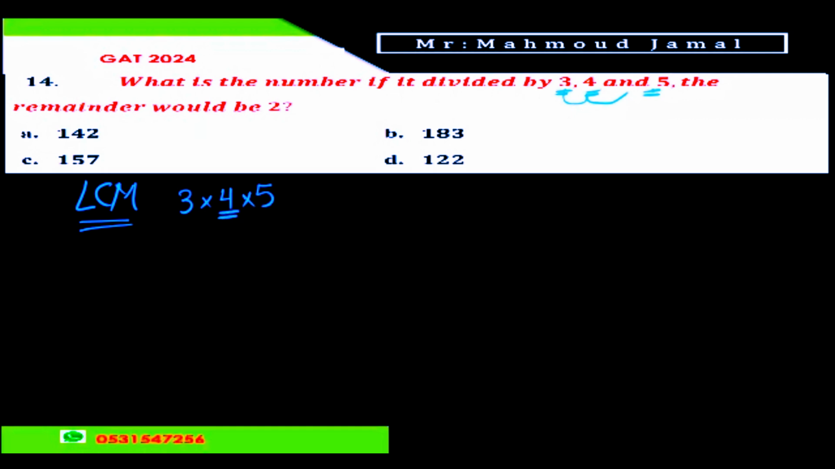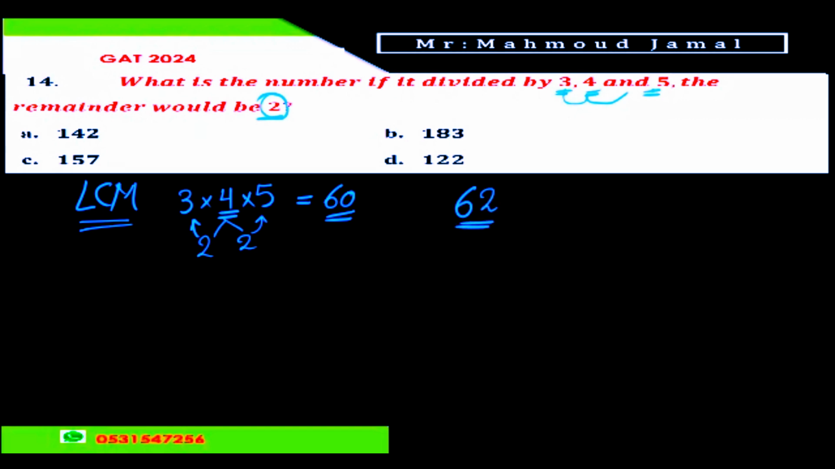But 4 is not prime. The factors of 4 are 2 and 2. It is not repeated here, and it is not repeated here. So we don't have any common factor between the three numbers. So I have to multiply: 3 times 4 equals 12, times 5 equals 60. But the remainder has to be 2. So I am looking for the number 62.